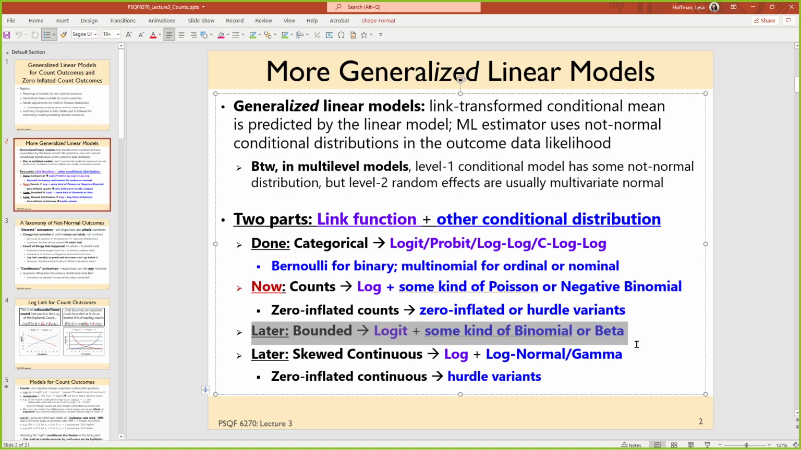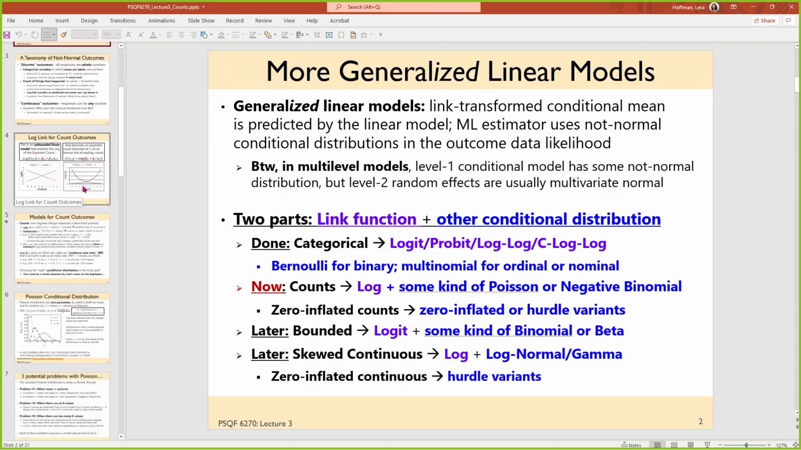So these two are coming up after break, and then we're changing gears somewhat to introduce the idea of multivariate models. And multivariate models meaning multiple outcomes predicted simultaneously of all of these different kinds.